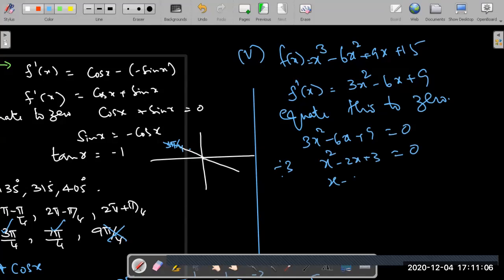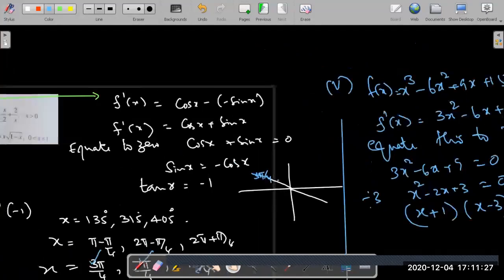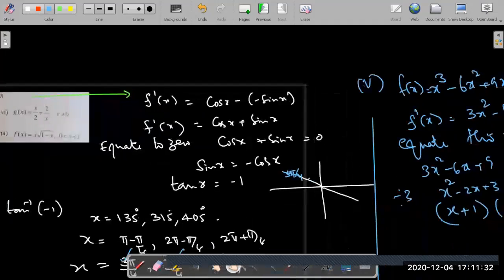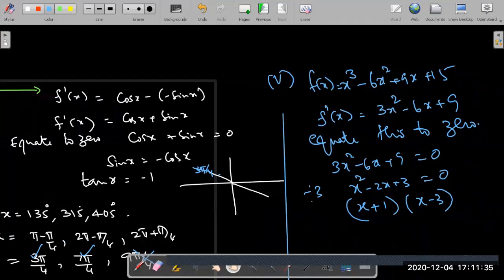Factorize it. You'll have x minus 1, x plus 1, x minus 3 equal to, something is wrong. So this is minus 2x and then plus 3. Did I copy it correct? x cube minus 6x squared plus 9x plus 15. This is 3x squared. Oh, this is 12x. Yeah, there's something wrong. That thing is wrong.